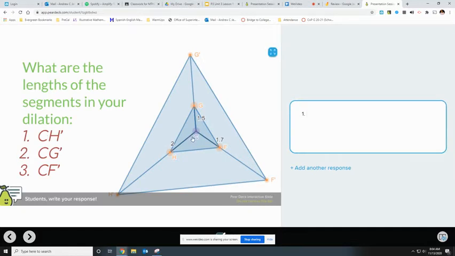So for number 1, C to H prime, if it was a distance of 2 here, that means this is going to be 6. No, not 2 times 2 times 2. Sorry, 2 times 3 is 6. Now 1.5 times 3 is going to be 4.5. And then finally, the last one, the 1.7 times 3 is going to be 5.1. All right, nice job on your dilations here.